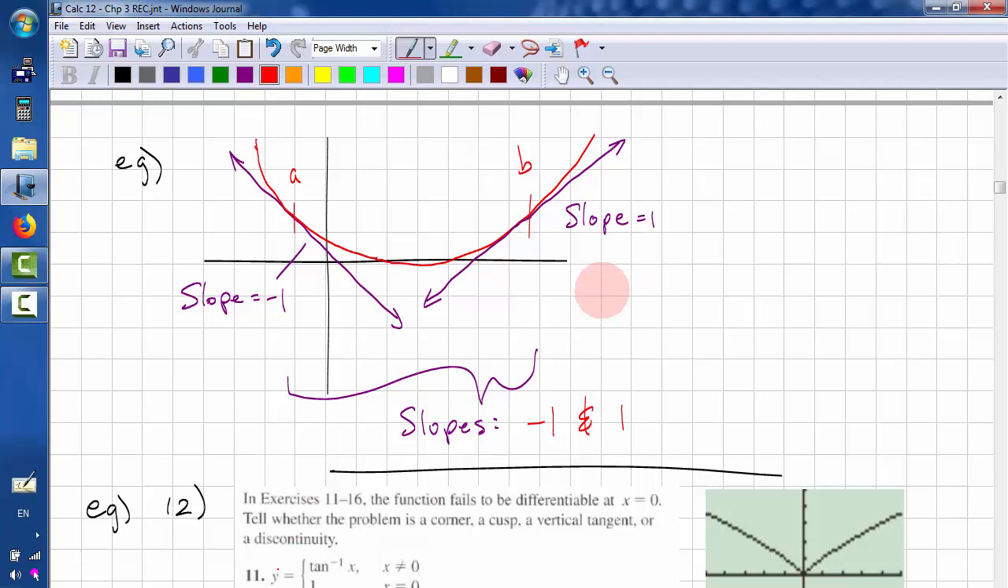It's important to note that we don't necessarily get just these values. If I draw something like this, okay, we get a slope of -1. We get a slope of 1. Here, we have a slope of maybe -3. Here we have a slope of maybe 2. Okay, it doesn't exclude other values, but it tells us we must have values all the way from -1 to 1.